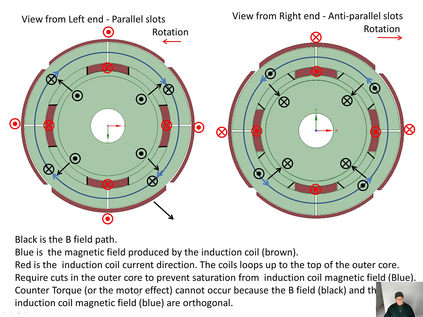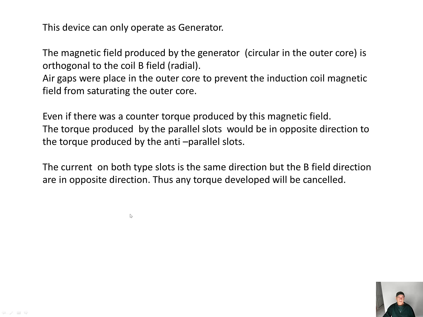Counter torque or the motor effect cannot occur because the B field, black, and the induction coil magnetic field, blue, are orthogonal. This device can only operate as a generator. The magnetic field produced by the generator, circular in the outer core, is orthogonal to the coil B field, radial. Air gaps were placed in the outer core to prevent the induction coil magnetic field from saturating the outer core.